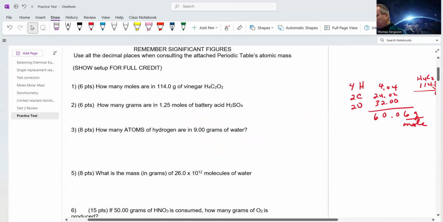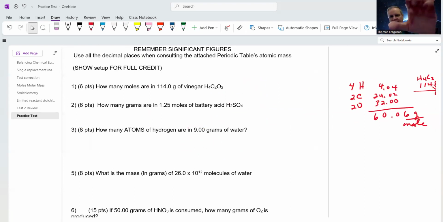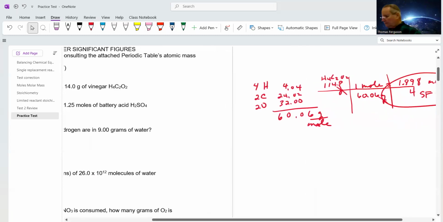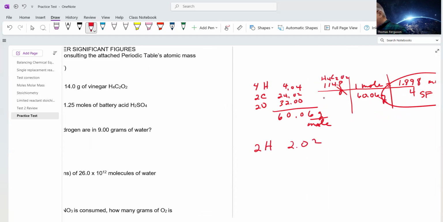The opposite problem is how many grams are in 125 moles of battery acid, which is H2SO4, sulfuric acid. So we need to do H2, so that's 2 H's, 4 oxygens, and 1 sulfur. What's sulfur, 32, something like that.